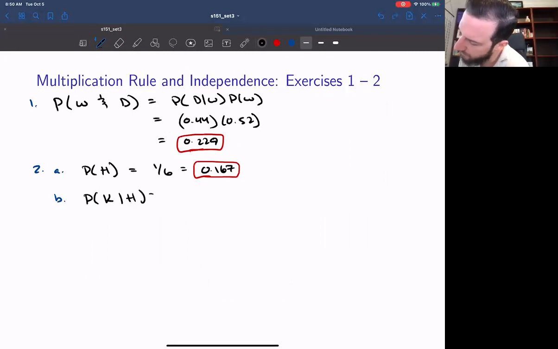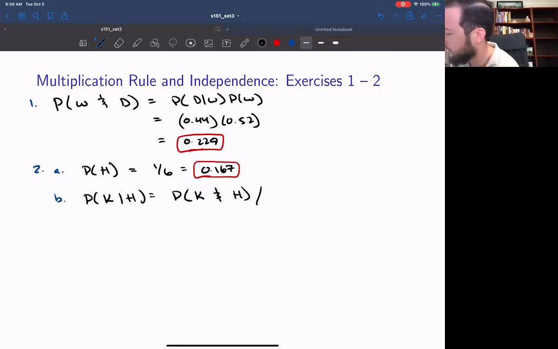given H. So this is the probability you select a number greater than 4, strictly greater than 4, given you selected 3 on your first try. And remember that in this experiment, the second number that you select has to be different from the first number. So you're creating a condition, because in the second case, you can no longer pick 3. So this is going to be the probability of K and H divided by the probability of H.